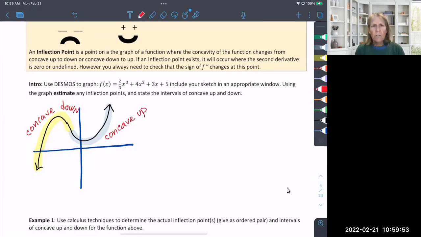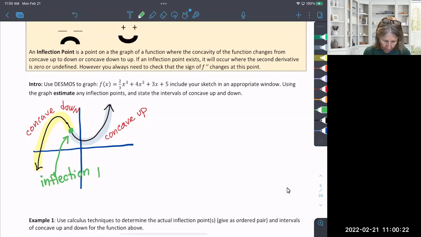Okay. So you can kind of see the curving up and the curving down. And all we can do at this point is estimate. I'll show you how to find it exactly. But there's some point where this curving down switches to curving up. And so I'll just say, well, it kind of looks like maybe here. And so whatever that point is, that point where you think the curvature changes, that would be what's called an inflection point.